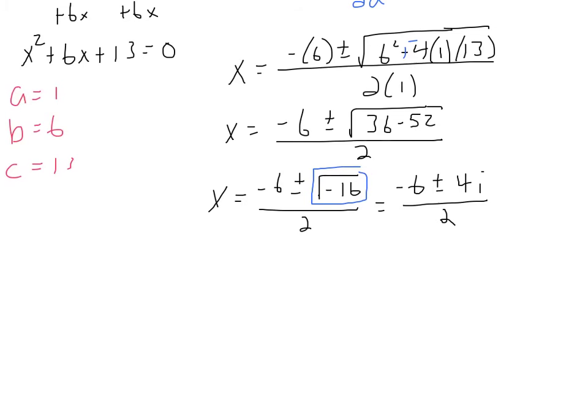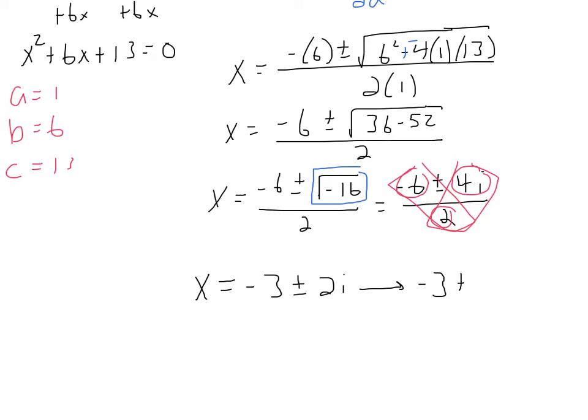Now this is considered a complex number because we have a real part and an imaginary part. So let's do one more step to simplify. And I'm going to notice that all of these terms are divisible by 2. So if I take negative 6 divided by 2, I get negative 3. If I take 4i divided by 2, I get 2i. Now again, this is a complex number that represents negative 3 plus 2i and negative 3 minus 2i.